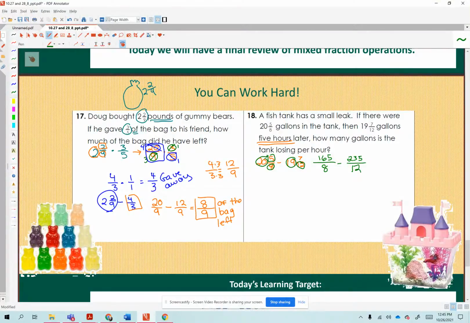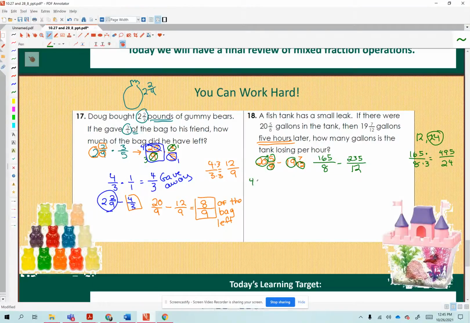And we need to find a common denominator. So let's look at the multiples of 12. 12, 24. 24 is a multiple of 8 and 12. So I'm going to convert 165 over 8 to a denominator of 24. So I will multiply 8 times 3 and then 165 times 3, which is 495.